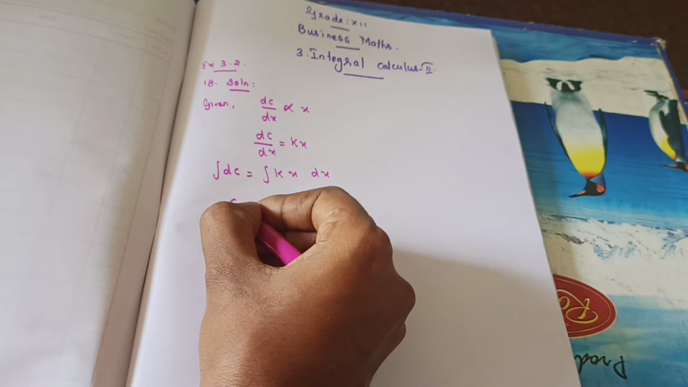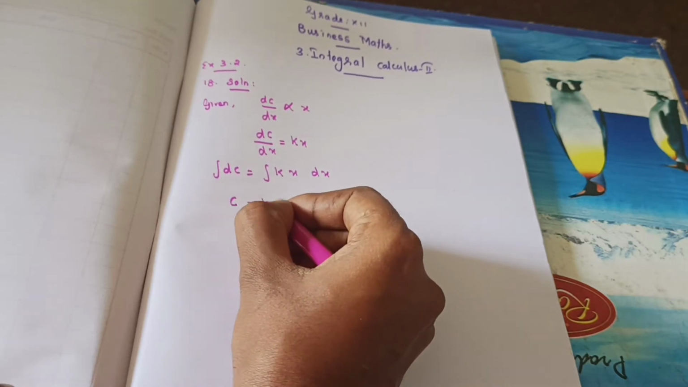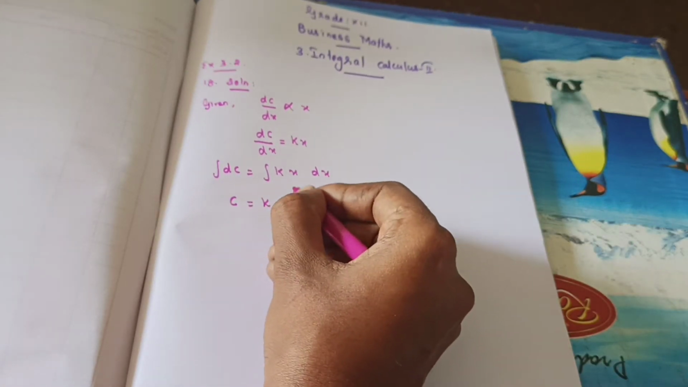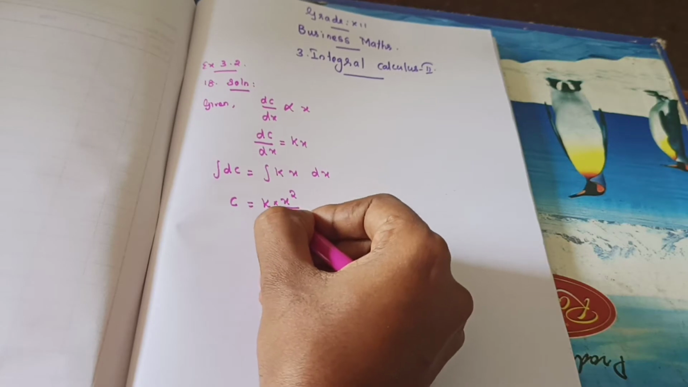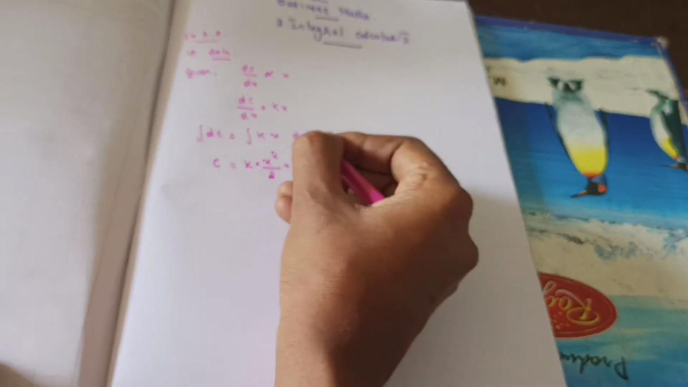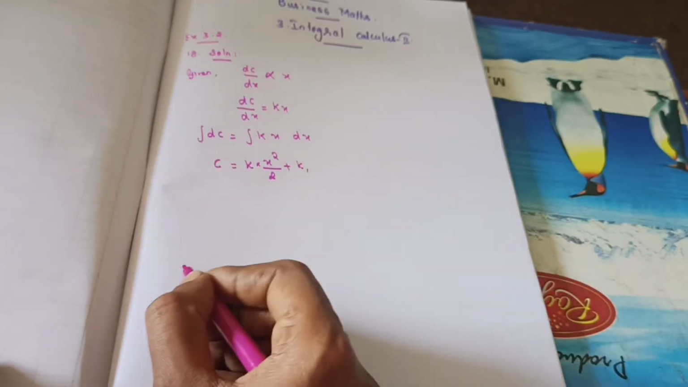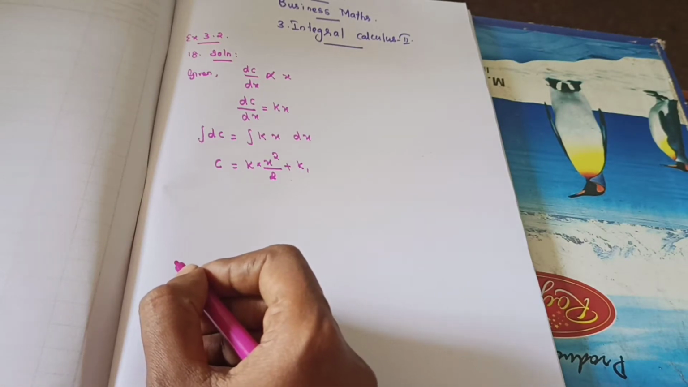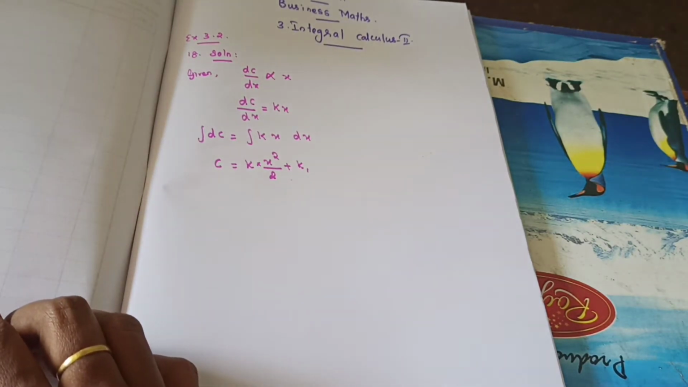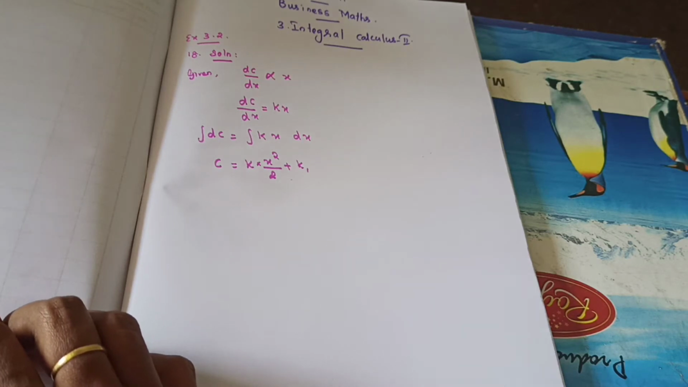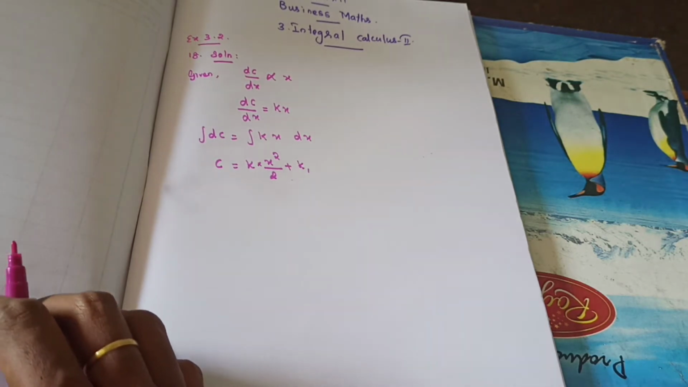What's the integration of dC? C. k is a constant. The integration of x is x square by 2, plus another constant you need to apply. Let us take this constant as k1. Okay, then come to the question. Then find the total cost function when the fixed cost is rupees 5,000. What's the fixed cost given? 5,000.